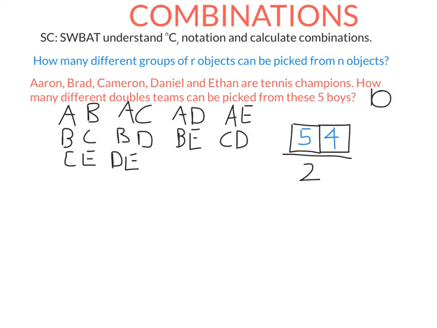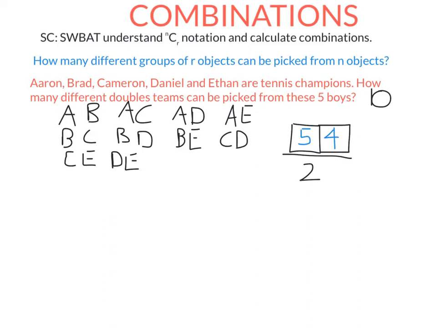The reason I have to divide by 2 is so I'm not double counting. You see, I don't want to calculate Aaron and Brad as a different team from Brad and Aaron. It doesn't matter the order. It doesn't matter who I pick first and who I pick second. That's why I divided by 2, so I'm not double counting. I don't want to calculate Brad and Ethan twice. So this is how I could get the answer: 5 times 4 divided by 2.